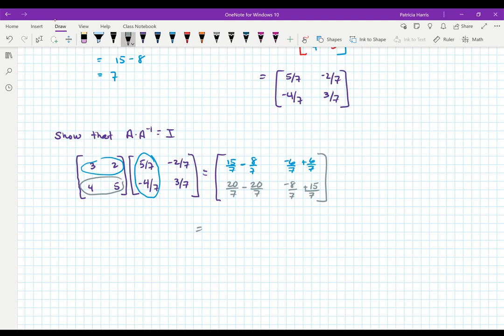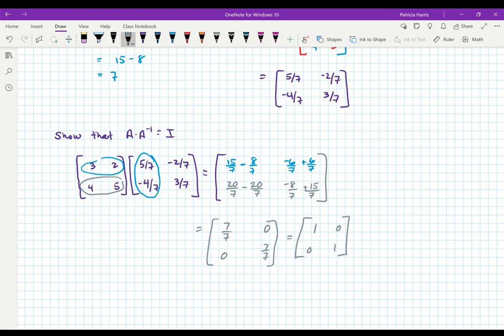Okay, so we have 15 minus 8 is 7/7. -6/7 plus 6/7 is a 0. 20/7 minus 20/7 is a 0. -8/7 plus 15/7, that's 7/7. Now, at the very end, I simplify. And there's my identity.